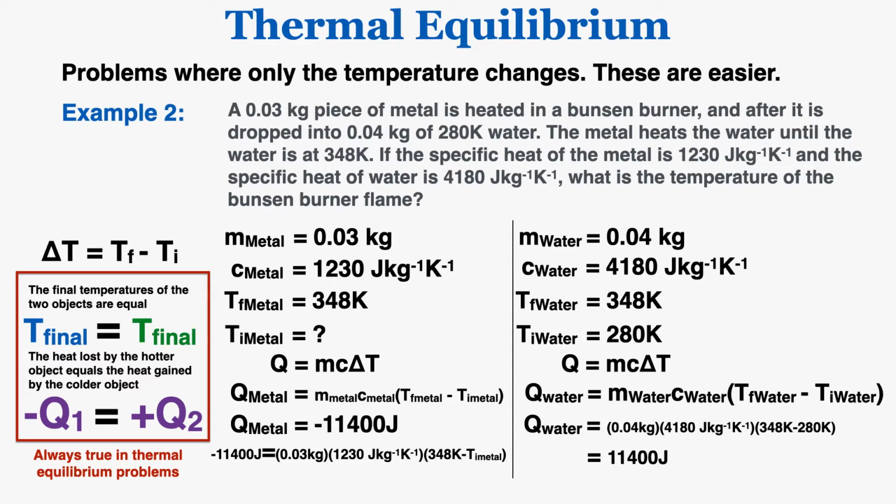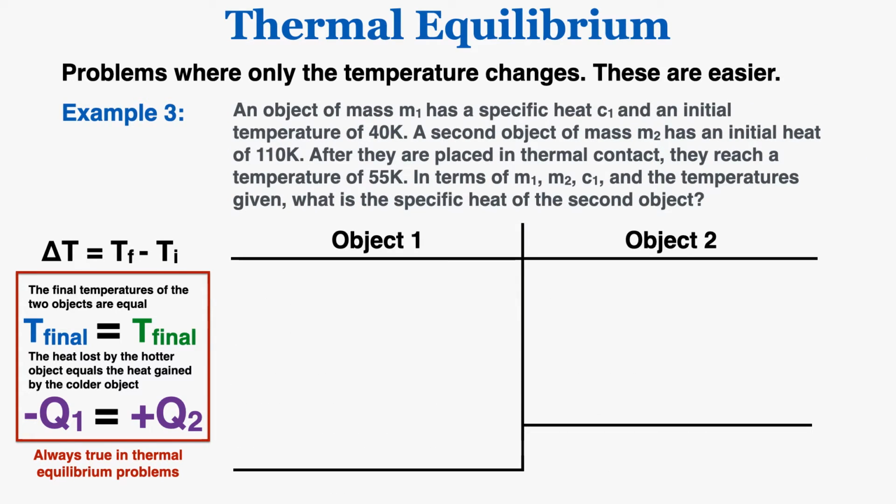I can now plug that into my equation and solve for the initial temperature of the metal. Now I just use algebra to isolate the initial temperature of the metal, and I get an initial temperature of 3,790 Kelvin.